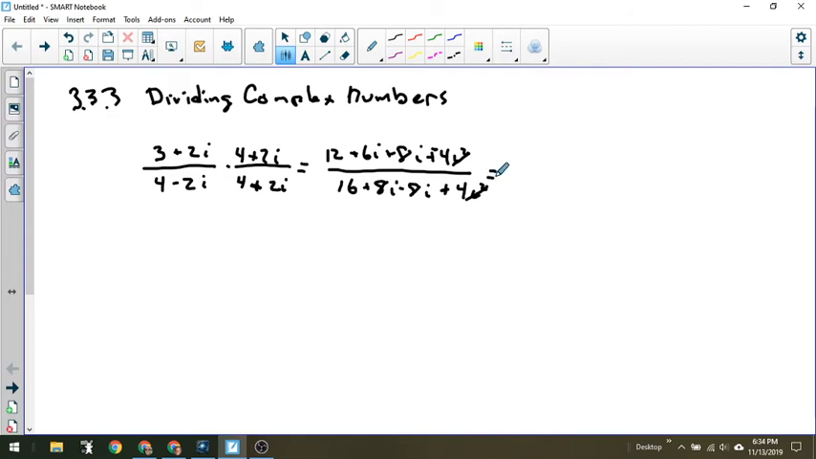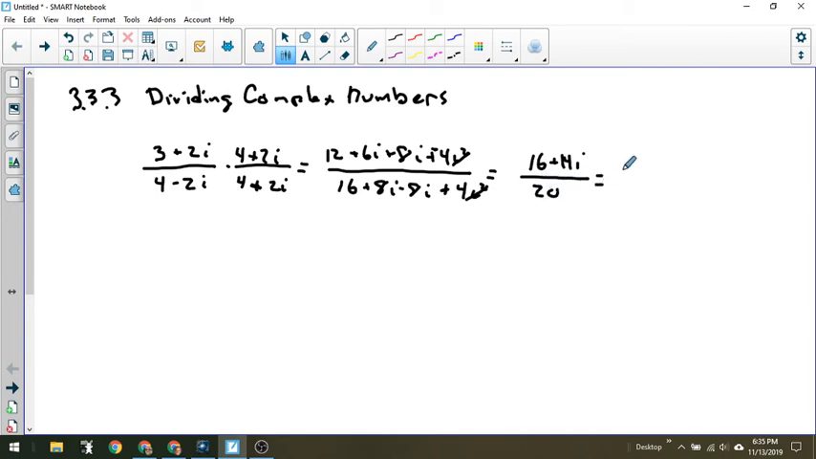So I'm going to rewrite this as 12 plus 4, which is 16. I'm going to combine the two terms that have the i in them, and I'm going to make that plus 14i. Yay, 14i. In the denominator, these two i terms cancel, so that goes to 0. I get 16 plus 4, I get 20 in the denominator.